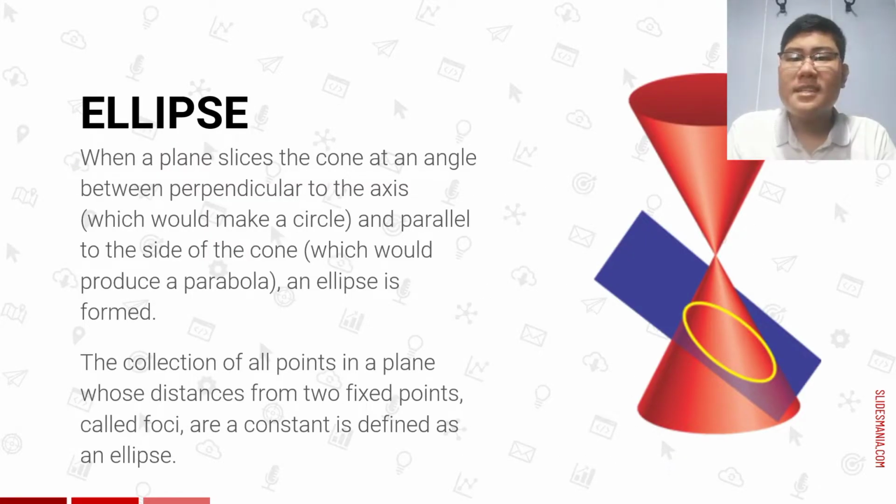The next conic is the ellipse. When a plane slices a cone at an angle between perpendicular to the axis and parallel to the side of the cone, an ellipse is formed. The collection of all points in a plane whose distances from two fixed points, called foci, are constant is defined as an ellipse.